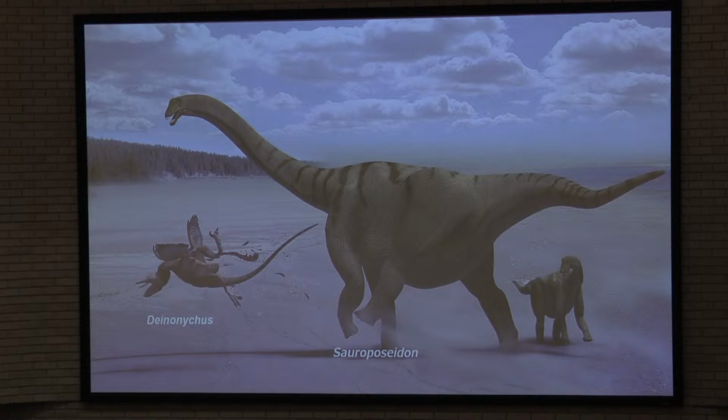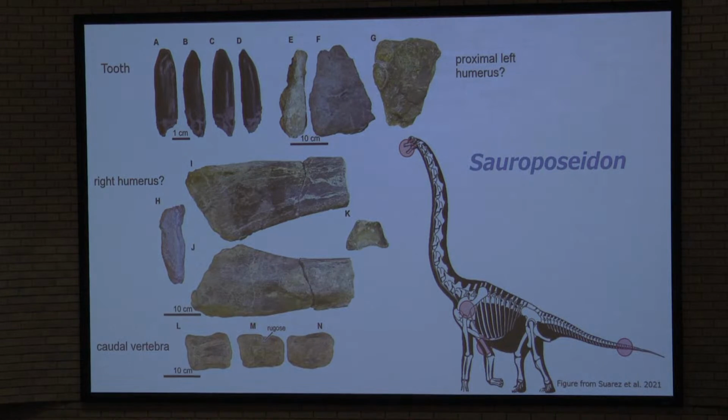And then we get Sauroposeidon, who's wailing on a Deinonychus right here, giving him a good swift kick and telling him to get away from its baby. We get some teeth. They have really funny shaped teeth, kind of like pencils. Imagine having a mouth full of these. You just got all these funny little peg-shaped teeth, and they're probably for stripping vegetation off of the plants. They're not chewing this material up in their mouth at all.